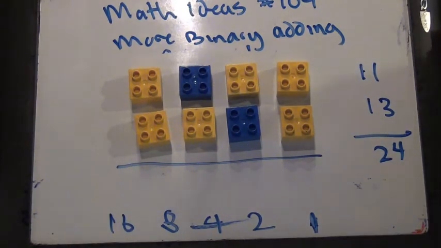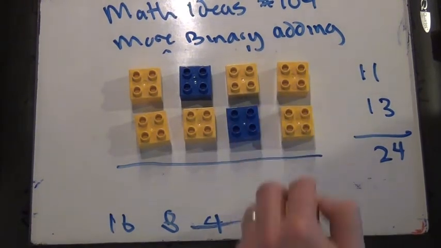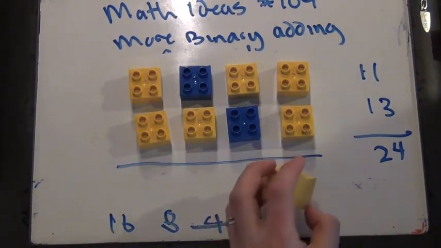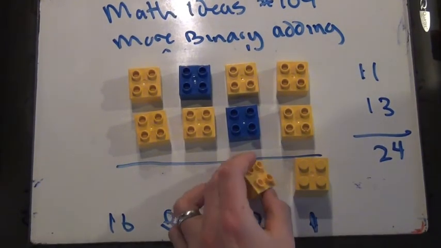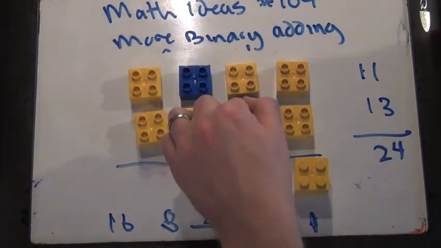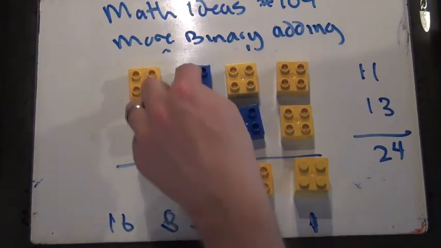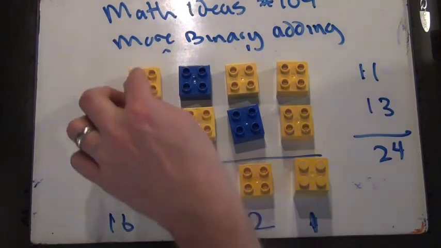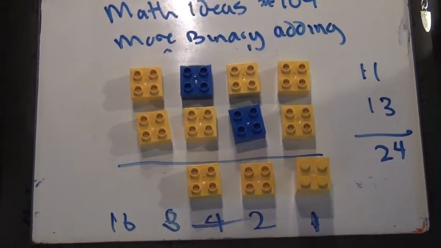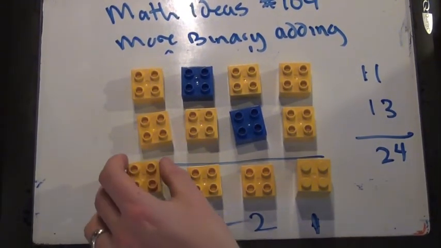So let's do our adding. All we do is we stack up the blocks. 1 plus 1 is 2. So that's 2 blocks. 1 plus 0 is 1. So we're just going to put 1 block there, because when you stack the yellow on top of the blue it's really a 0. 0 plus 1 is 1. And 1 plus 1 is 2. Okay, so we're going to take 2 blocks and stack them there.